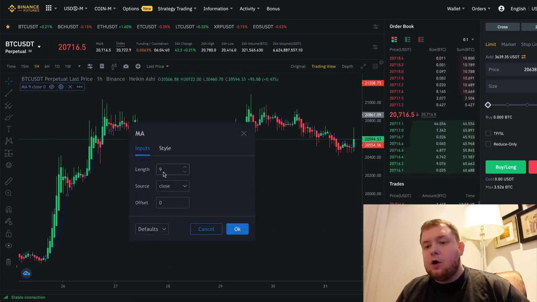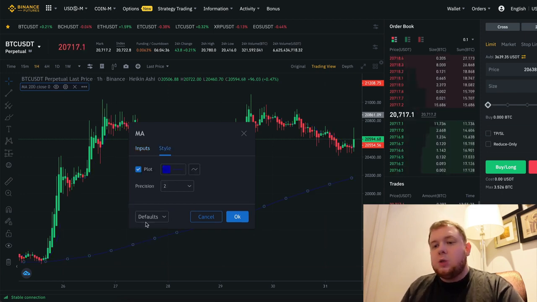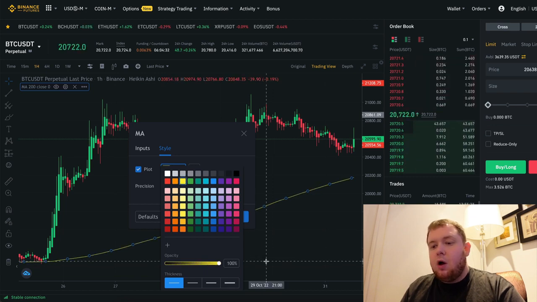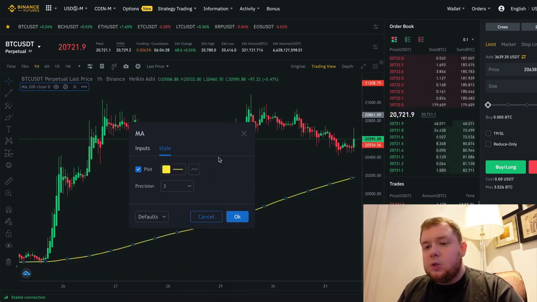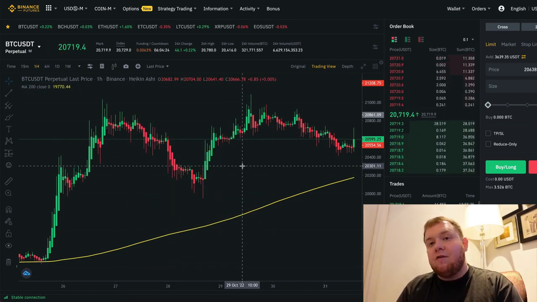Once we click the settings icon, we want to change this to 200. It will be a 200 moving average. We want to change the style right here to yellow. We want to slide this bar to 100% opacity and increase the thickness a little bit, which is always nice. Once we have done that, we now have the moving average on the chart.